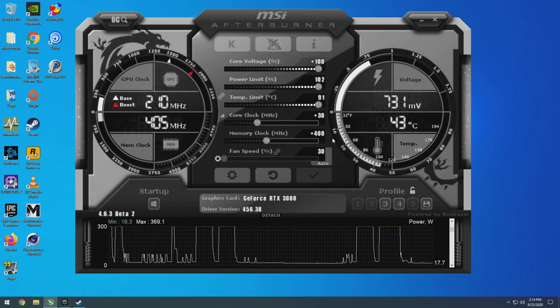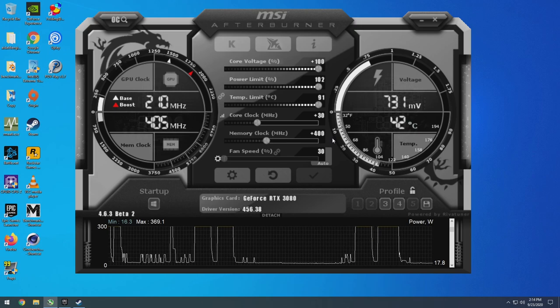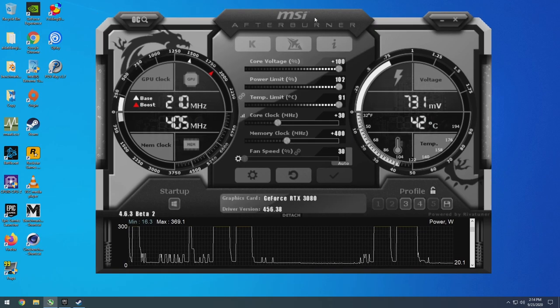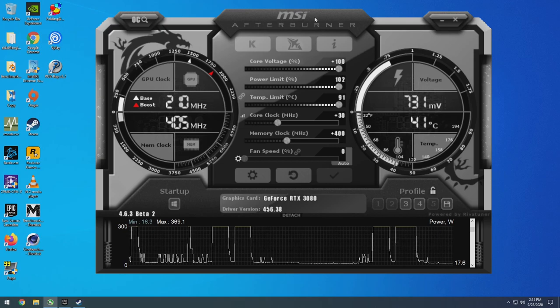So that wraps up this video. Thank you for watching and sticking to the end. This is an overclocking guide for the RTX 3080. Once again, not the best, most exciting overclock I've ever done, but it gives you an idea of what you can do with your video card.